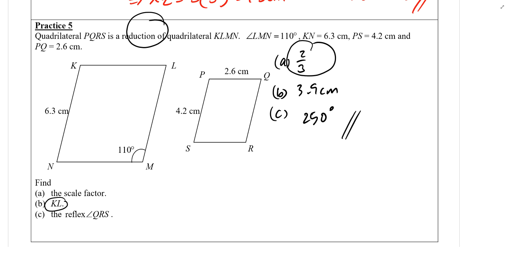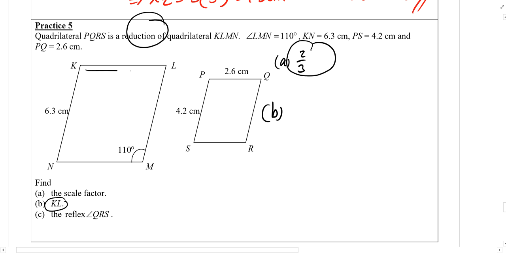So next part, finding KL. So part B, KL over here. KL over 2.6. Okay, if I don't write 2.6, it will be PQ. I say KL is corresponding to PQ. KL over here, the first two, with PQ. KL over PQ is supposed to give me a fraction. But what is that fraction going to be equal to?